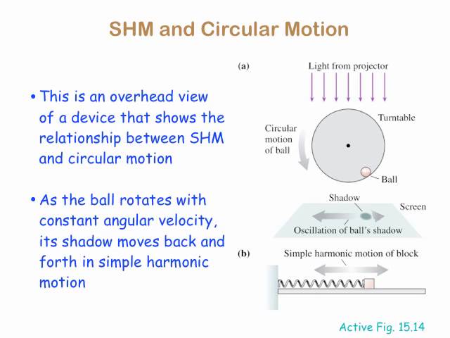We can think about the ball as a knob on a disc moving around at a constant speed. And from this perspective, the knob seems to go back and forth in simple harmonic motion.